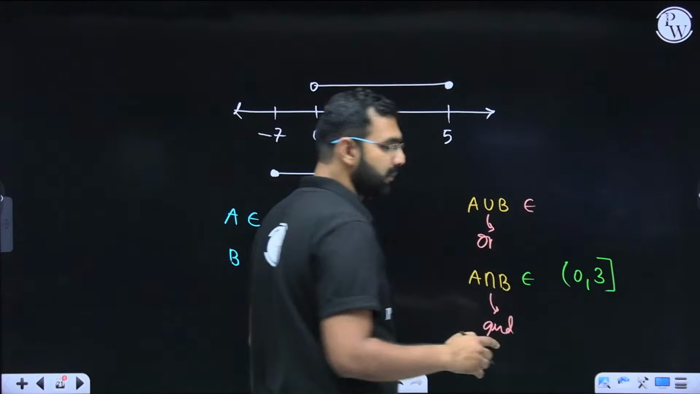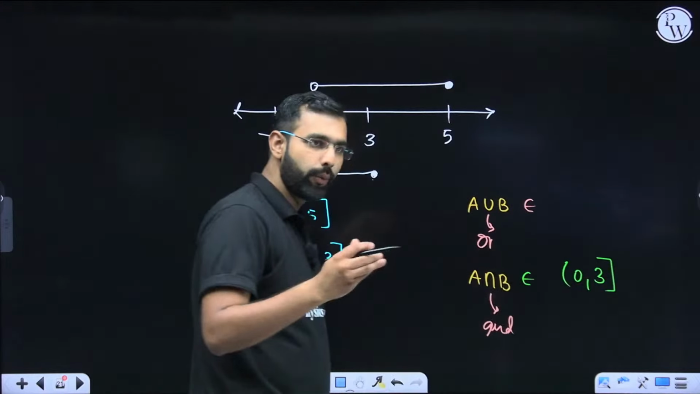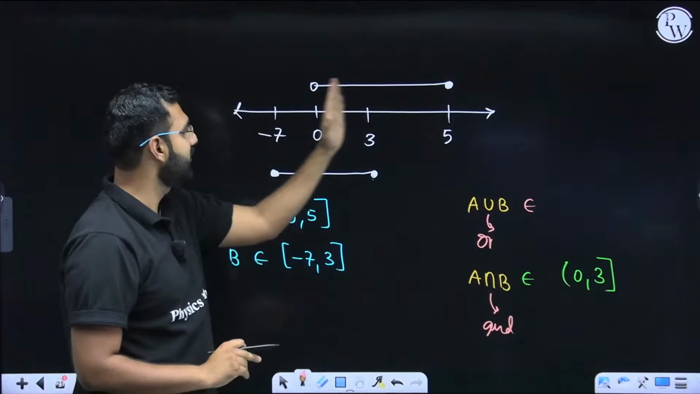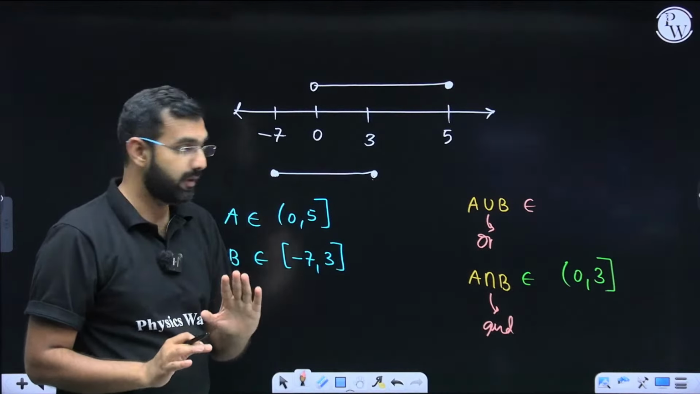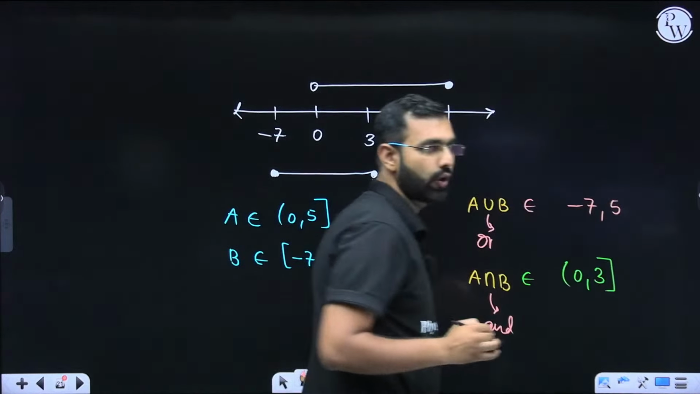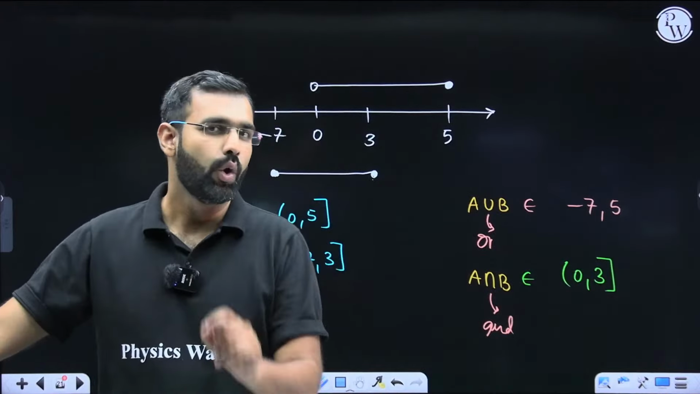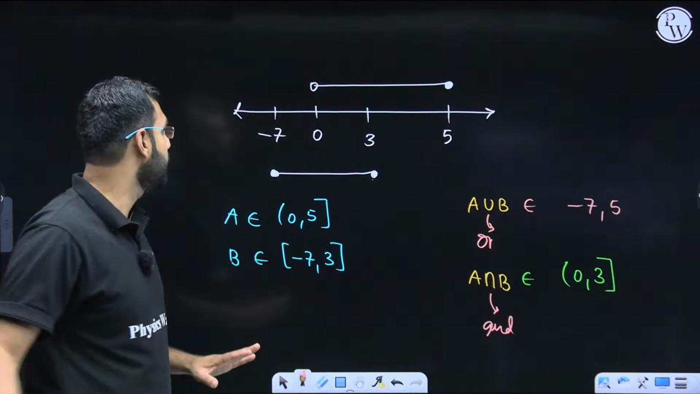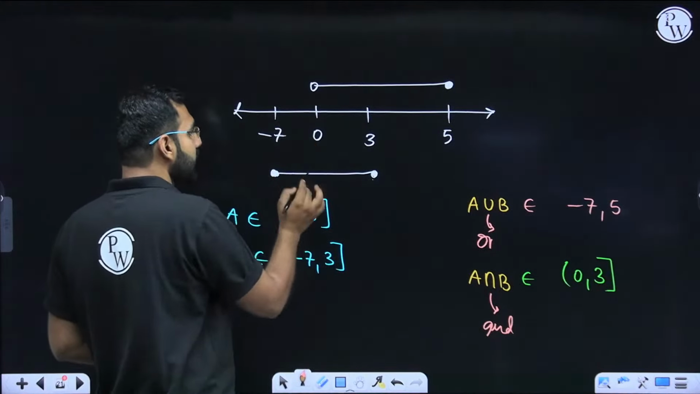Which means if I talk about A union B, it means only A, only B, or both, which means from -7 to 3 and then from 3 to 5, because 0 to 3 is both, which means my answer will be from -7 to 5. My answer will be from -7 to 5. But do tell me, will I be including 0 or not? Do tell me, will I be including 0 or not? I hope most of you must agree that 0 is not there here, but it is here.